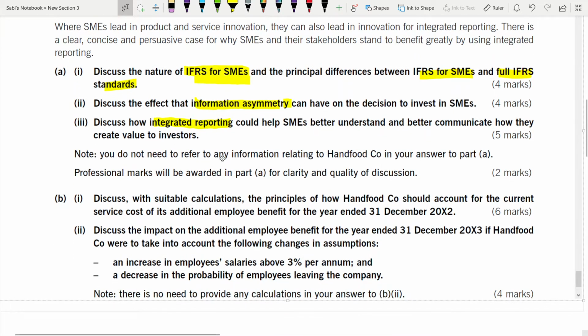Now, whenever some note is there, please read the notes carefully. As I've told you, the other professional 2 marks comes in your question 4, which is here, and the other is in your question 2. Note, you do not need to refer to any information relating to Hand Food company in your answer to part A. So clearly they have told you Hand Food company's information is not needed for part A, only for part B. So we'll leave part B, we'll just answer part A. This also you can do, or you can read the whole requirements and the whole case study and then answer, which I don't usually practice.